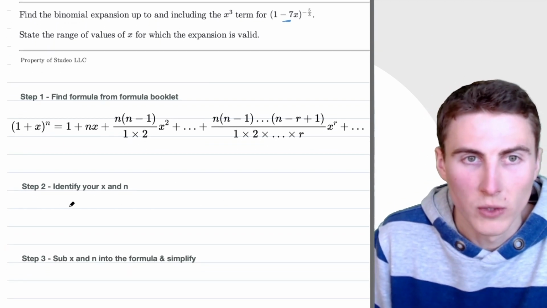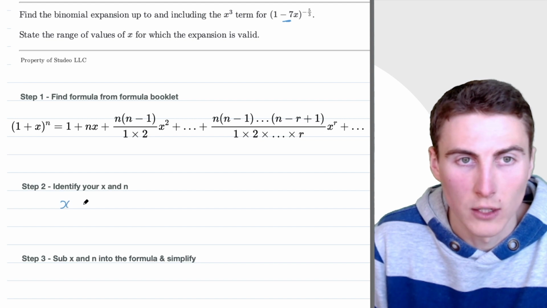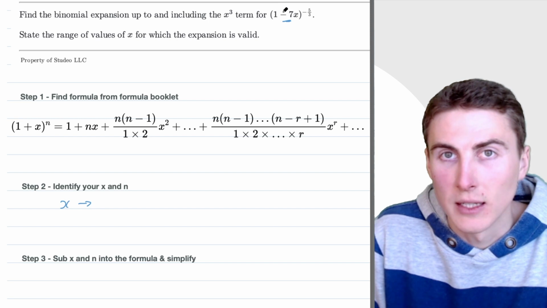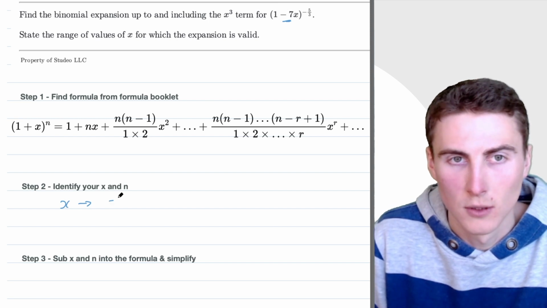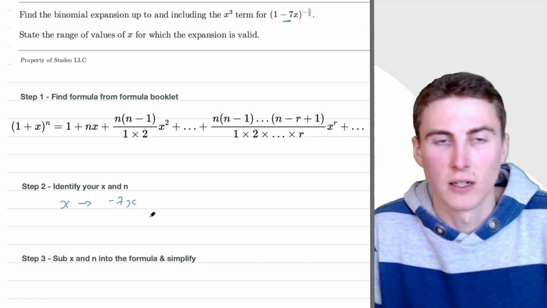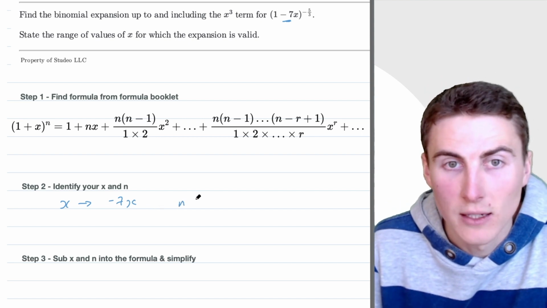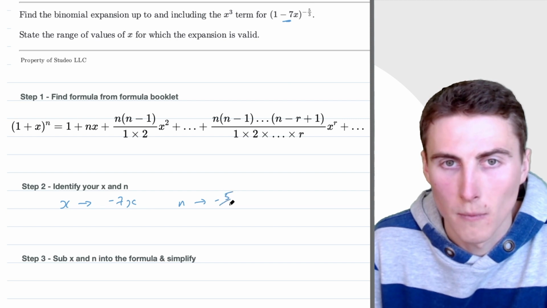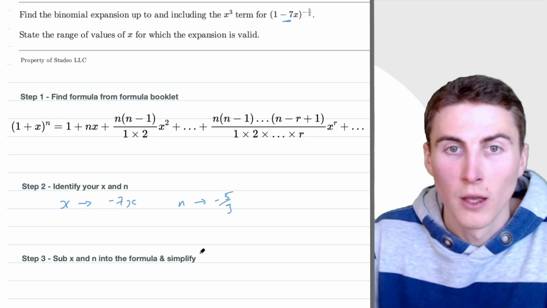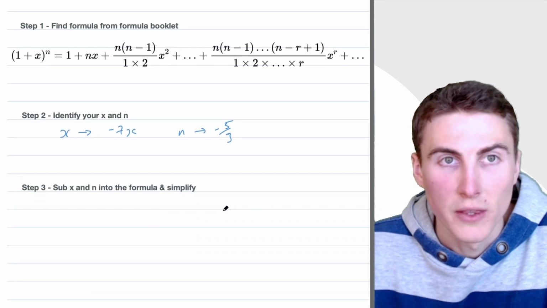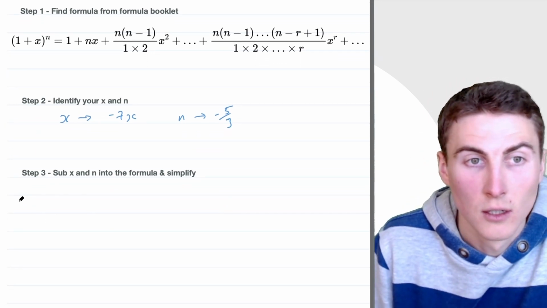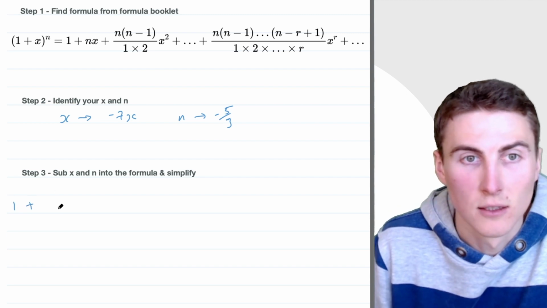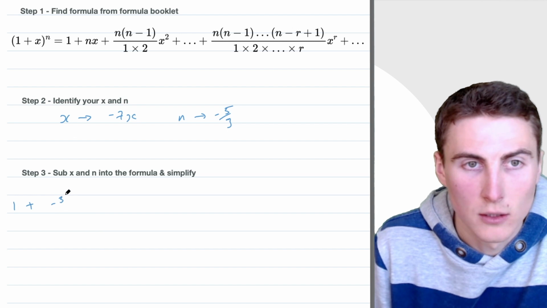First of all, we identify our x and our n, like normal. When I say the x this time, though, I mean it's minus 7x. So that's an important difference, minus 7x. And then our n is minus 5 over 3. So we've got those two. Now we can just substitute it in. We start off with the 1. We have nx, so our n is minus 5/3.